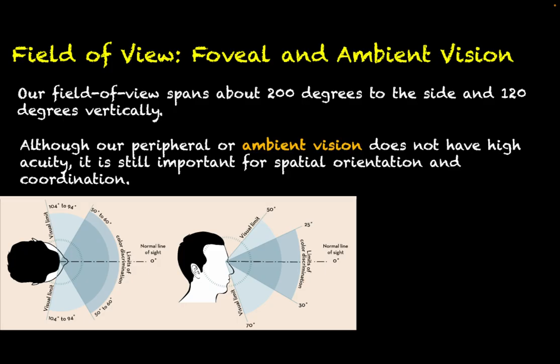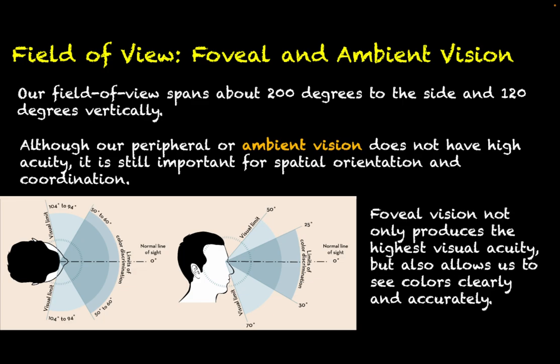So although our peripheral or ambient vision, which again is focused on rod function, does not have high visual acuity, that is true, but your peripheral or ambient vision is still very important for your spatial orientation, your own coordination, and your ability to see moving objects, okay? So, as we will discuss later, there is a type of optical illusion where it is hard to see an object moving if it is right in front of you. It's a lot easier to see an object moving if it is in your peripheral vision. So that's something to keep in mind.